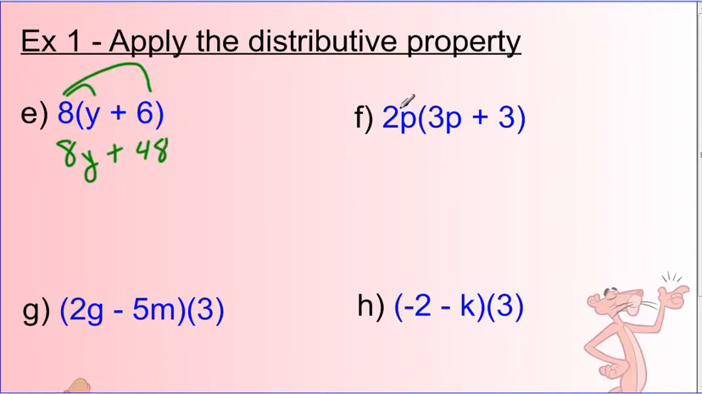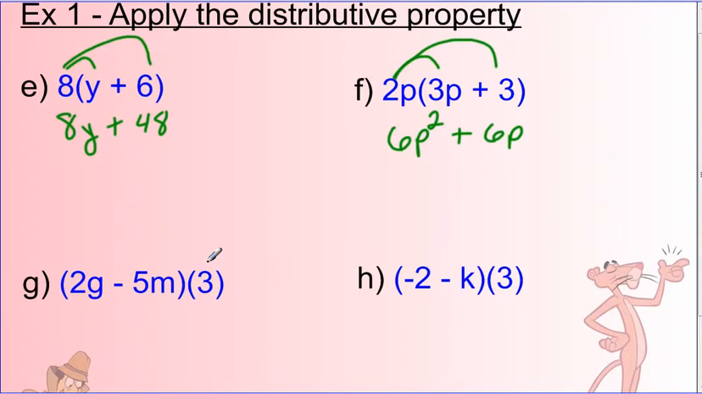Letter F. 2p times 3p, and then 2p times 3. So 2 times 3 is 6. P times p is p squared. And 2 times 3 is 6, and p. So when you're multiplying with letters and numbers, multiply the number parts together, multiply the variable parts together, and then just piece those two parts together.